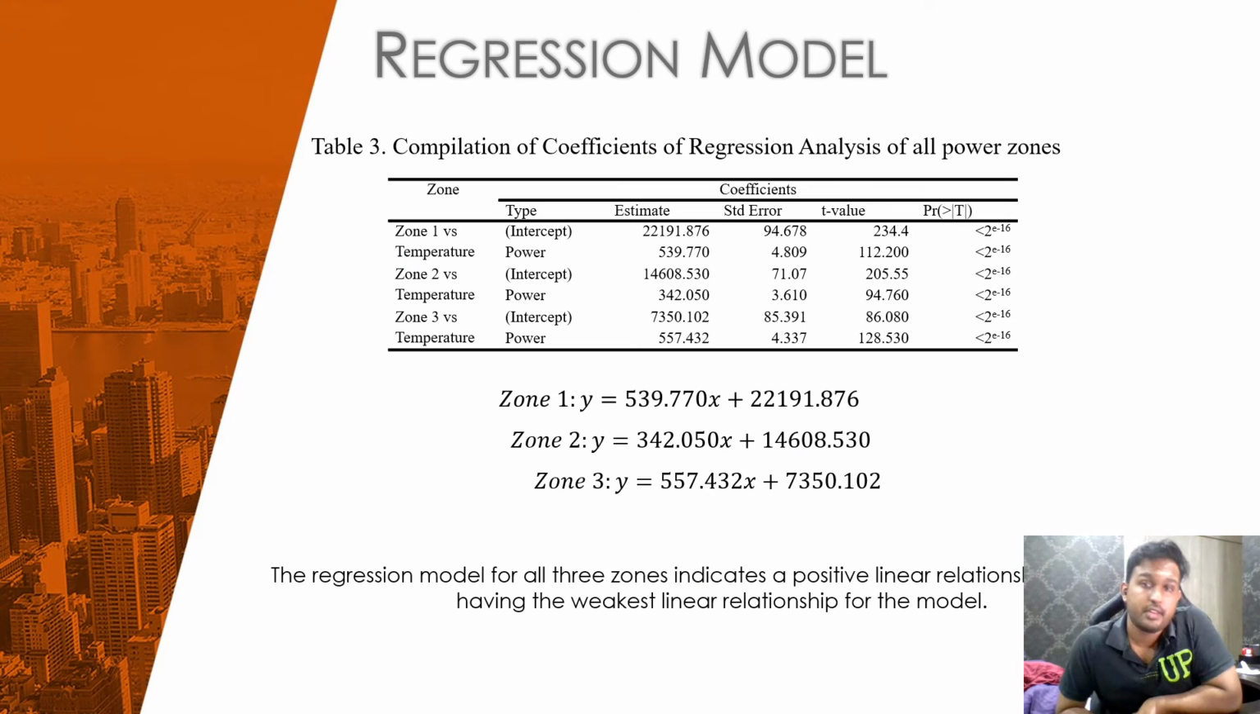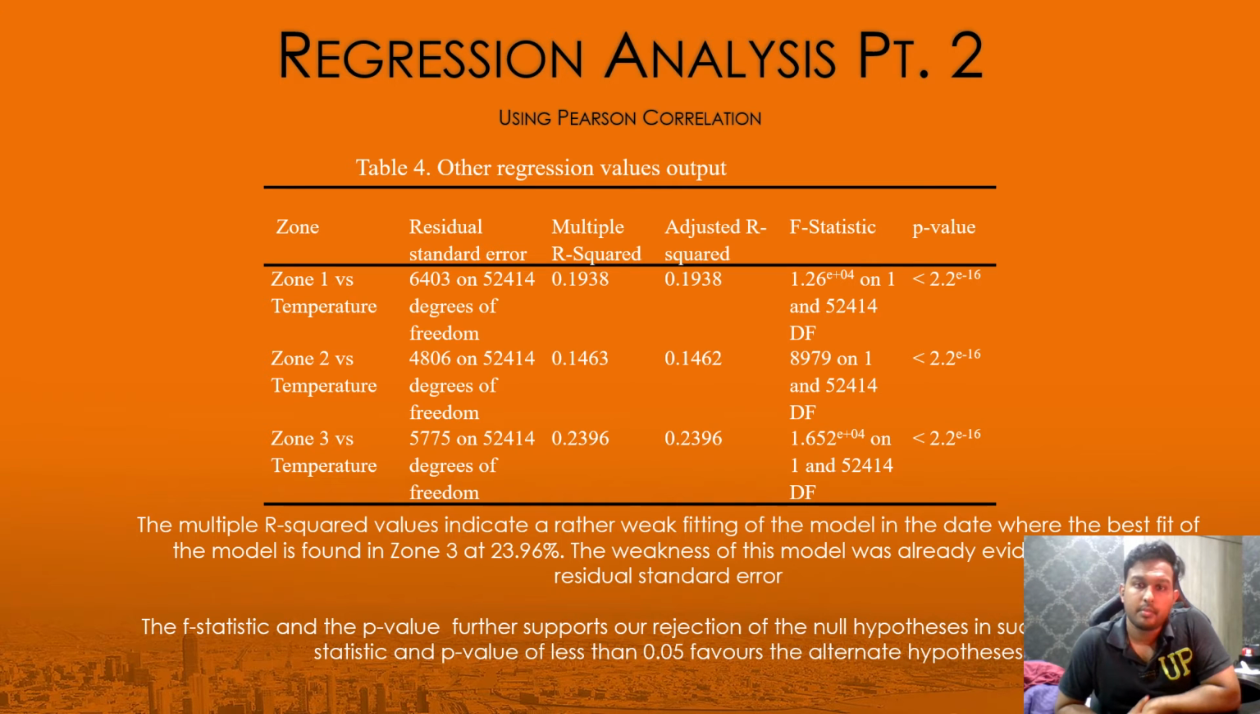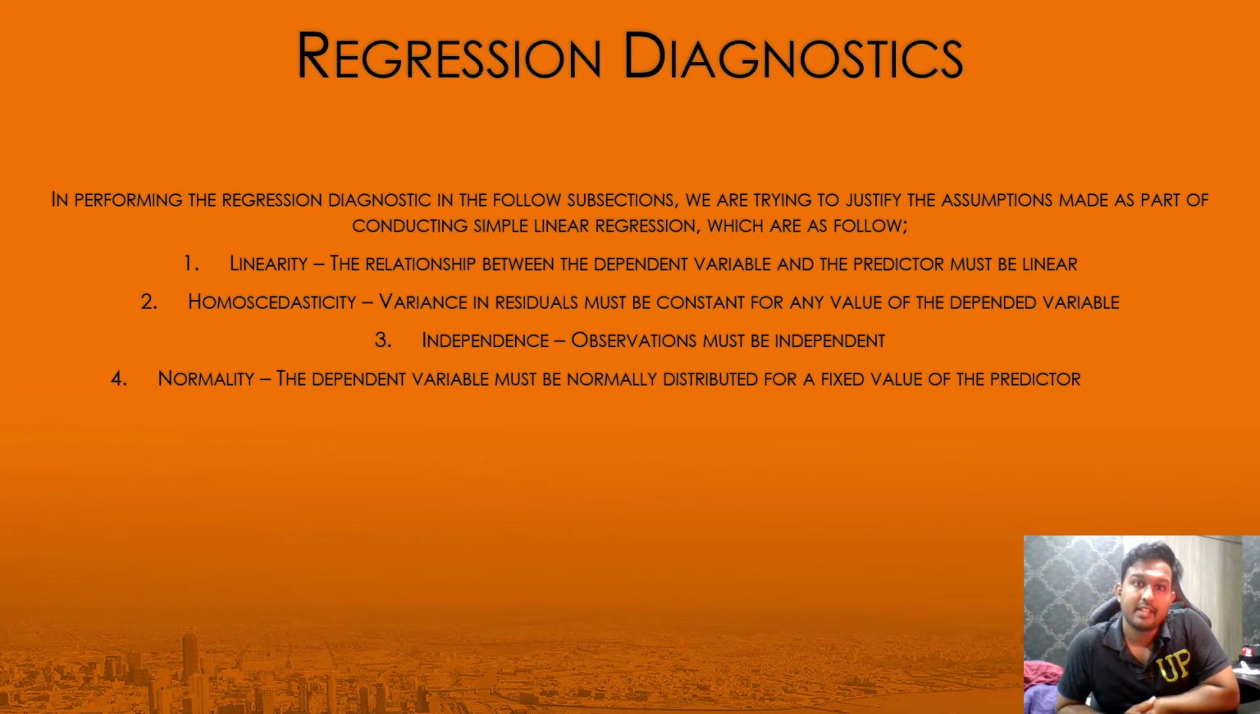With the coefficients we have generated from our output, we have generated our models, and it does indicate a positive linear relationship, with zone 2 having the weakest linear relationship. From this output table, we can see that the multiple R squared value does tell us that our values indicate a rather weak fitting of the model, with zone 3 having a slightly better fitting of the model. However, the F statistic and P value does support our rejection of the null hypothesis in favor of the alternate. In performing the regression analysis, we are also going to be proving the assumptions that we have made in terms of linearity, homoscedasticity, independence, and normality, which are going to be further discussed.